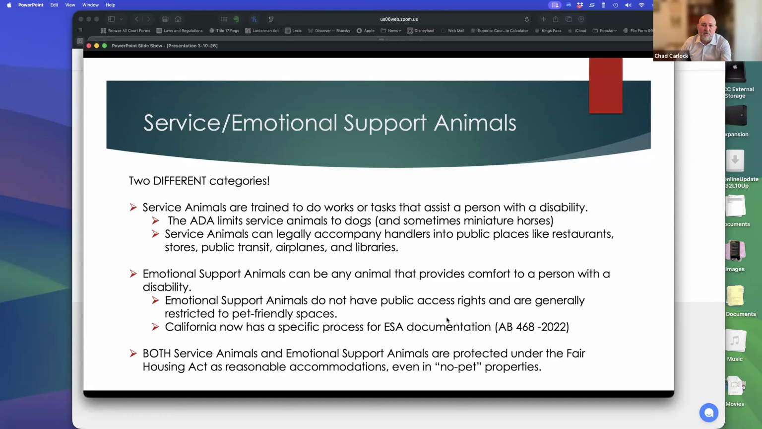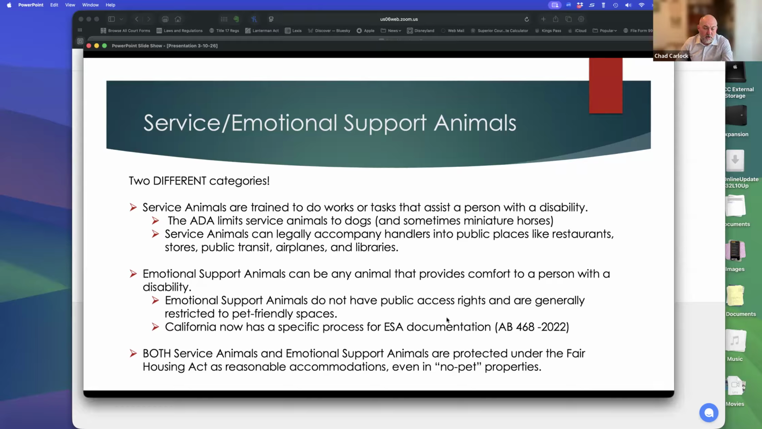This was sort of an attempt to crack down on the perceived abuse, I'll say, before this, of folks just finding a website online where somebody would email you an ESA letter that you could show to your landlord, having never met you, having never talked to you before this. So that is now a process that has to be followed, and there are specific things that have to go into the ESA documentation verifying that all of those conditions were met.